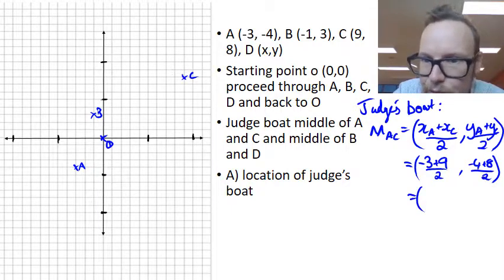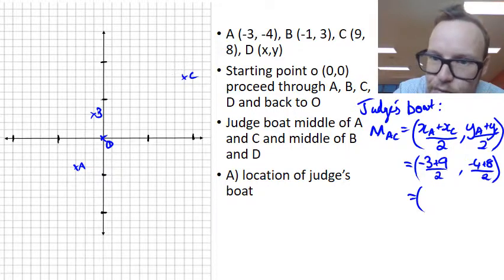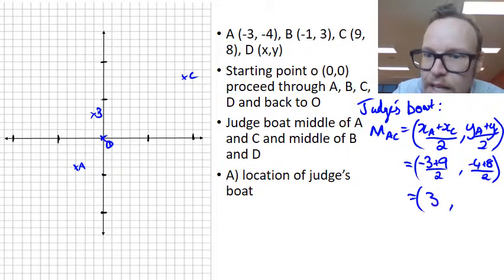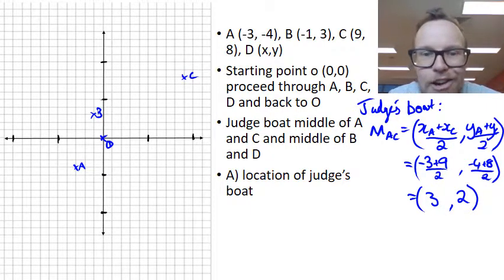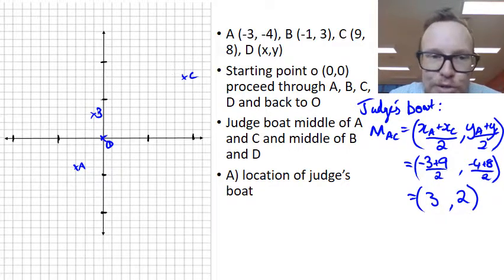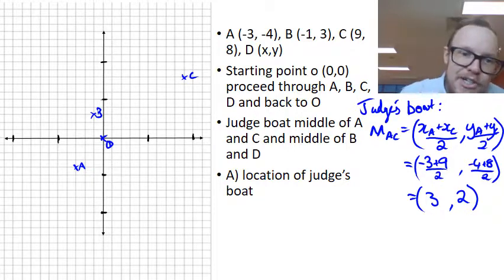So that's going to be -3 plus 9 is 6 over 2 is 3. -4 plus 8 is 4 over 2, which is 2. So the judge's boat is going to be at 3, 2. So we've got our position for our judge's boat now. It is going to be at position 3, 2, this point.